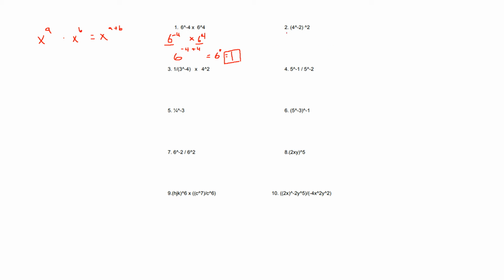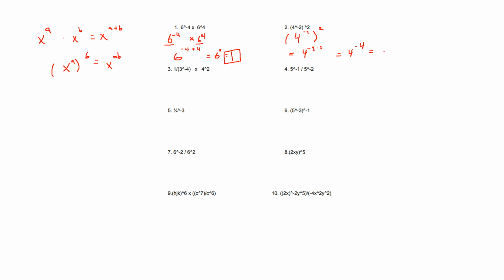Okay. Here number 2, 4 to the power of negative 2, squared. And you could simplify this two ways. You could simplify this first and then square it. But you could also use this rule where if you're raising a number to another power, then you can just multiply these two exponents. So here, this can become 4 to the power of negative 2 times 2. And that's equal to 4 to the power of negative 4.